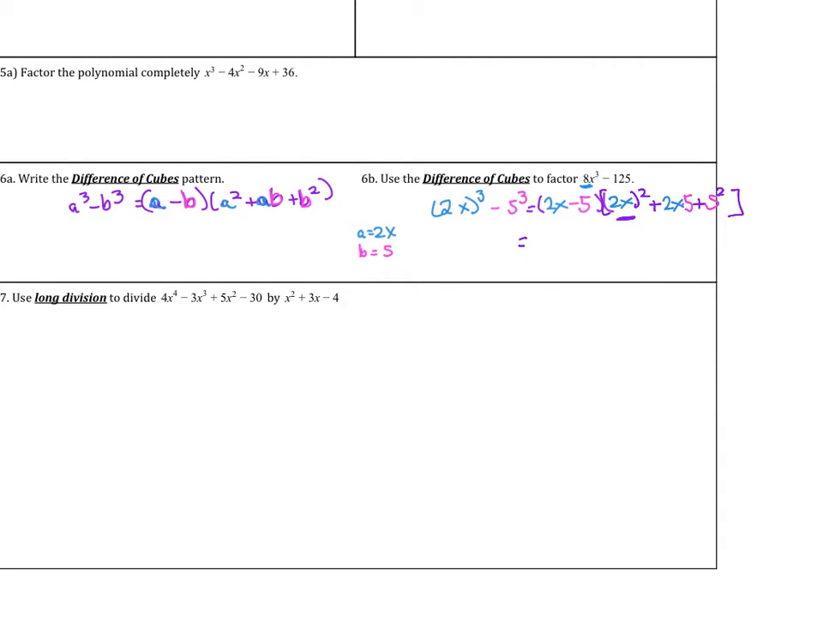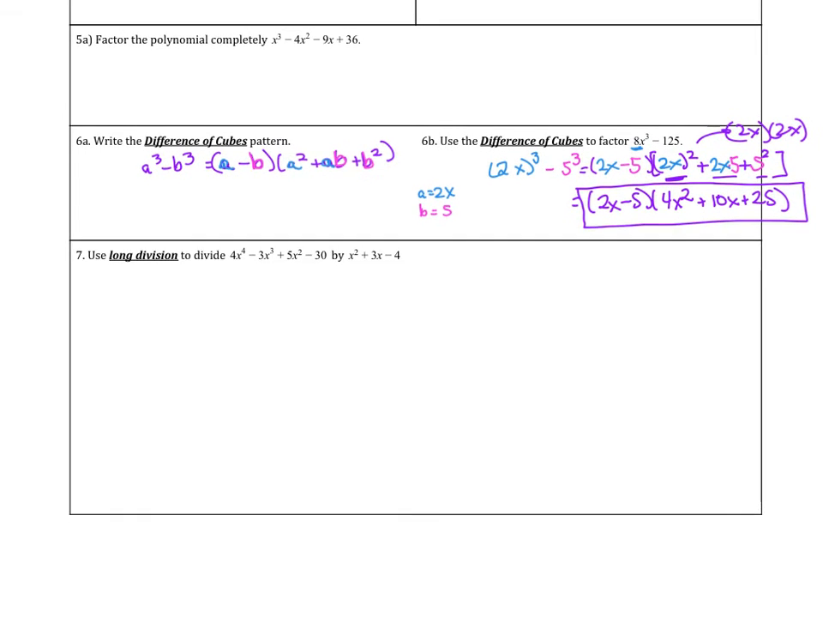So we have to simplify the a squared and the b squared. So the final answer will be 2x minus 5 times now 2x squared. So remember, that's 2x times 2x, which is 4x squared. It's not just 2x squared, it's 4x squared. Then we have 5 times 2x, which is 10x, plus 5 squared, which is 25. And now that is factored completely.